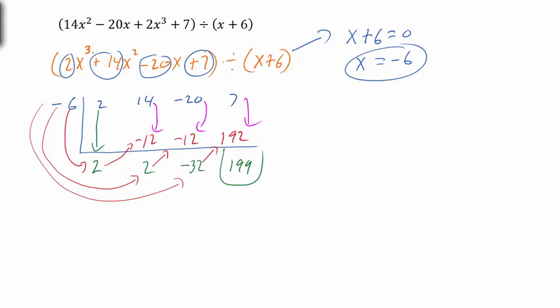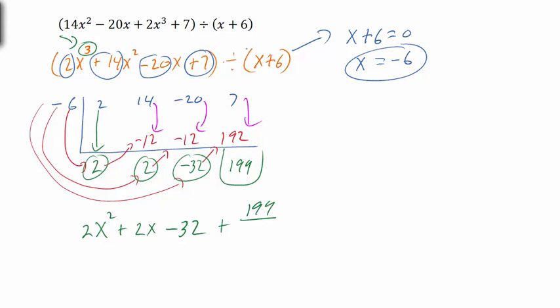So again, we go to the top here and we notice our exponent here was a 3, so we're going to decrease this by 1. So we're going to start with x squared. So the coefficient here is a 2x squared plus 2x minus the 32. And then plus the remainder, which is 199, and that's going to be divided by the x plus 6.